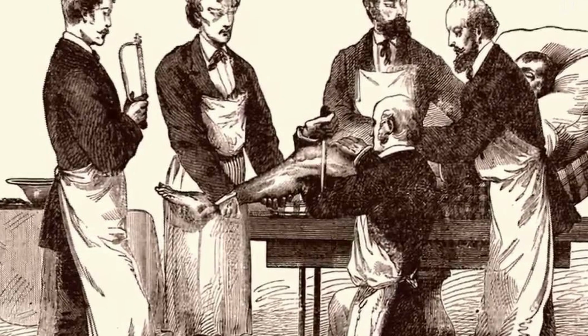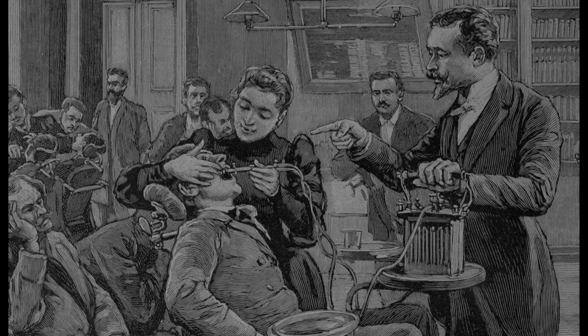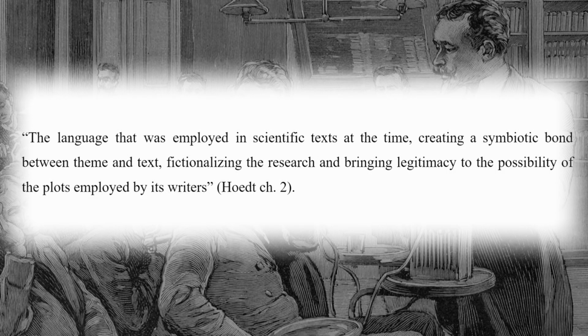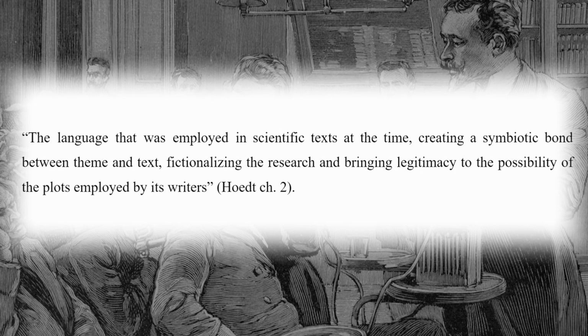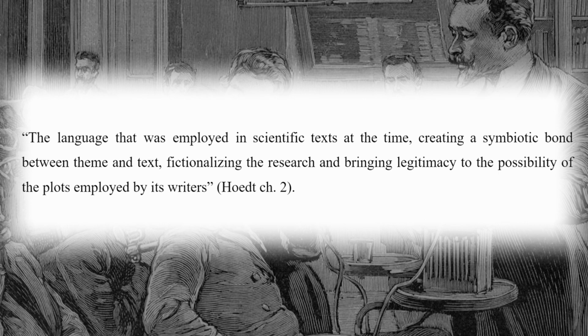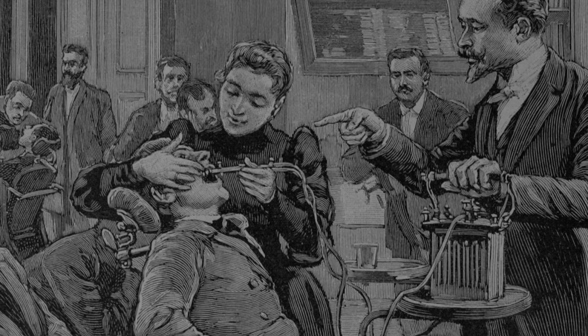Hood explains that the imagery of the mad scientist and doctor within Gothic literature is tied closely together with the language that was employed in scientific text at the time, creating a symbiotic bond between theme and text, fictionalizing the research and bringing legitimacy to the possibility of the plots employed by its writers. Bloodborne is a clear example of this.